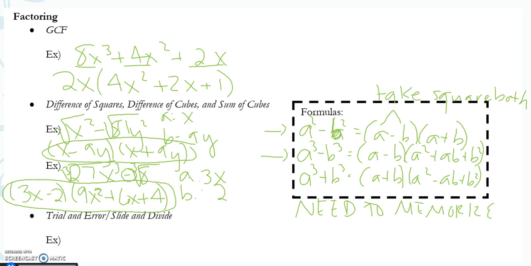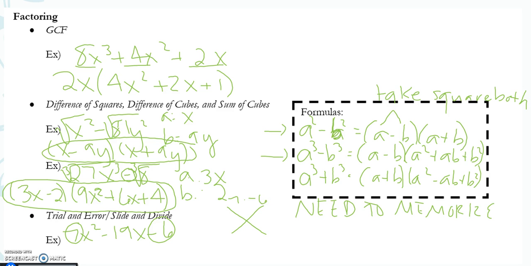The last type of factoring you need to look for is trial and error or slide and divide. Slide and divide is what we did. So the example is 7x squared minus 19x minus 6. What I do is I make myself an x, and then I always do the first times the last, so 7 times negative 6.